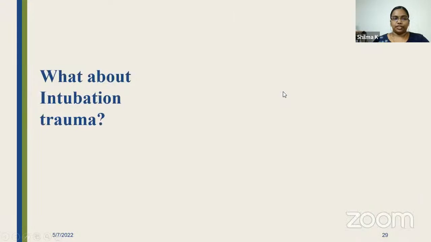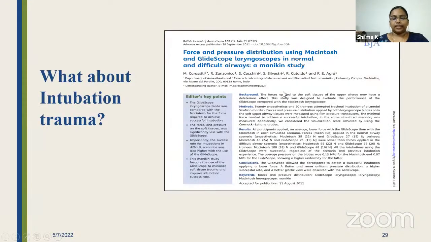Then what about intubation trauma? Video laryngoscope requires less force, around 5 to 10 Newton to the base of the tongue, while direct laryngoscopy requires around 35 to 50 Newton. So the force and pressure required with video laryngoscope is very less, and so soft tissue injuries are also decreased while using video laryngoscopes.